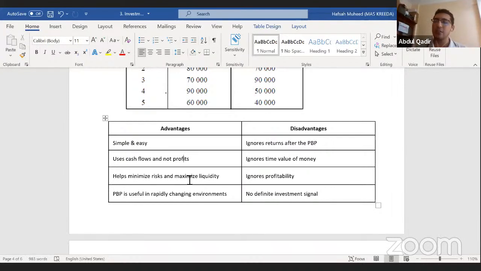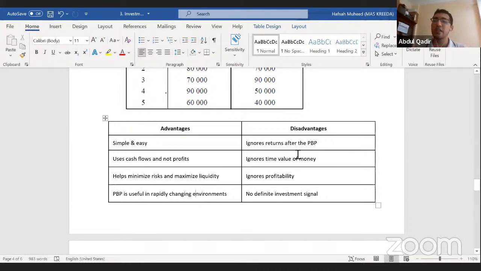So that helps you calculate the liquidity period, how soon I can recover my investment. And it is useful in rapidly changing environments, right? In the tech sector, for example, things develop very fast. So these methods are very useful there because they consider how fast you can recover your investment before another competitor comes and creates a similar product to yours, right? So those are the advantages.